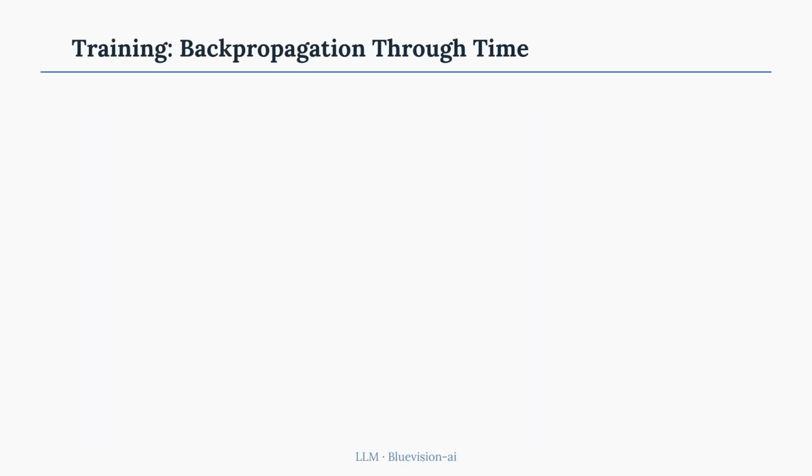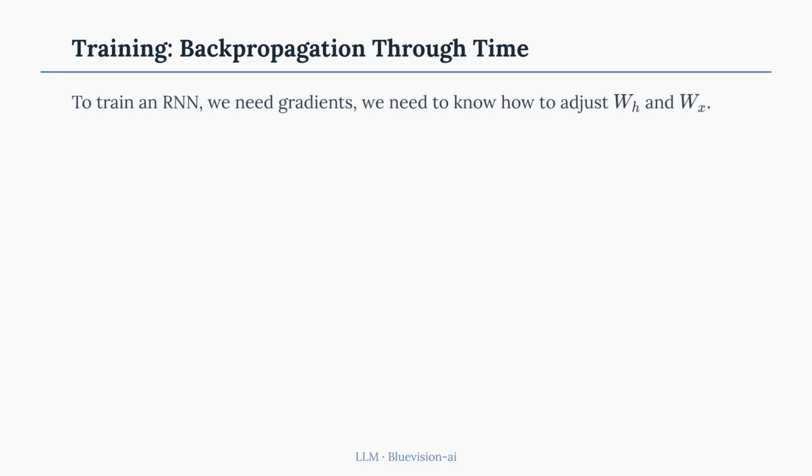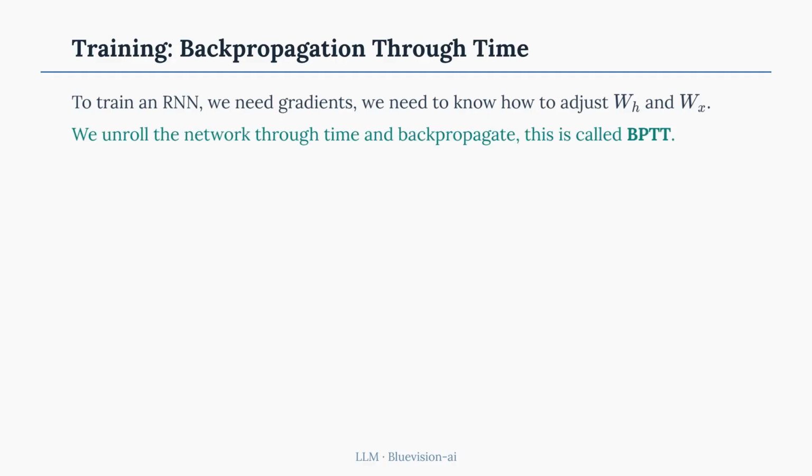Understanding the architecture is one thing. Training it is where the real problem begins. To train an RNN, we need gradients. We need to know how to adjust W_H and W_X to make the network's predictions better. Gradients tell us the direction to update. We unroll the network through time, just like we visualized on the previous slide, and we backpropagate through each step. This is called backpropagation through time, or BPTT.